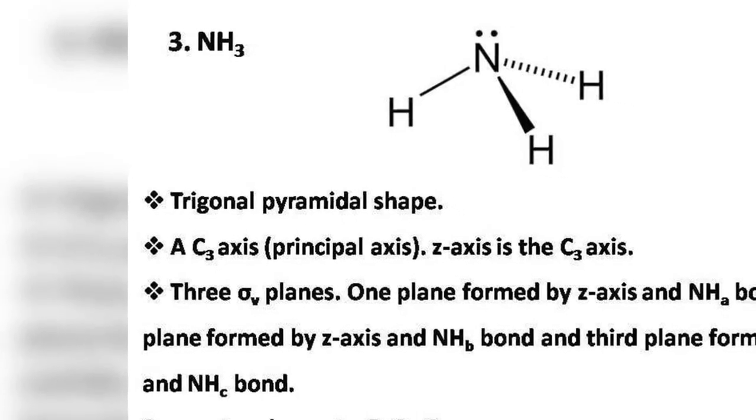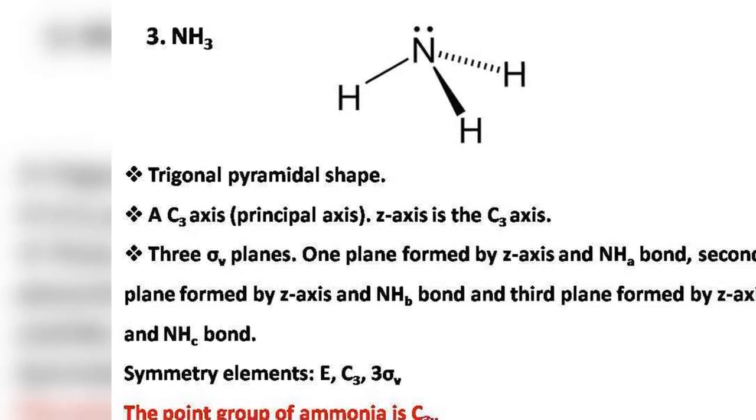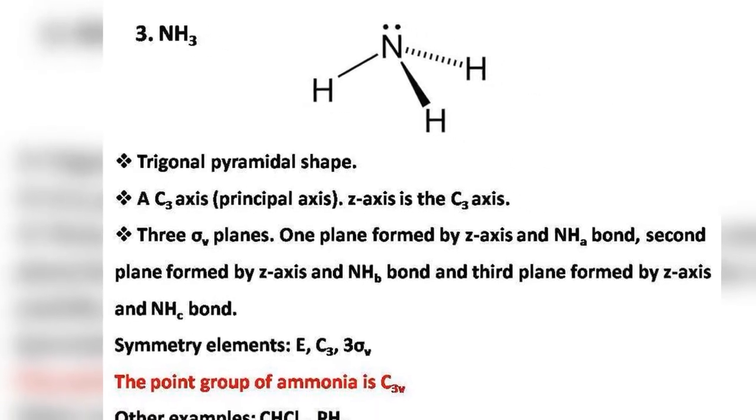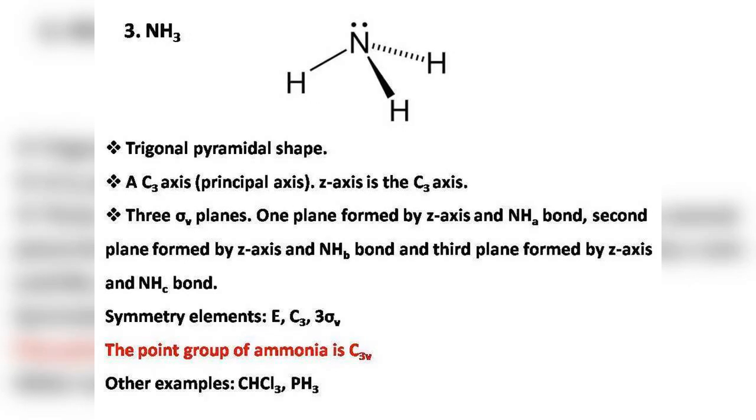Ammonia. It is a trigonal pyramidal shape. The structure is given. We will check the symmetry elements. A C3 axis, that is the principal axis. The z axis is the C3 axis. There are three σv planes. One plane formed by the z axis and N-HA bond. Second plane formed by the z axis and N-HB bond. And third plane formed by the z axis and N-HC bond.